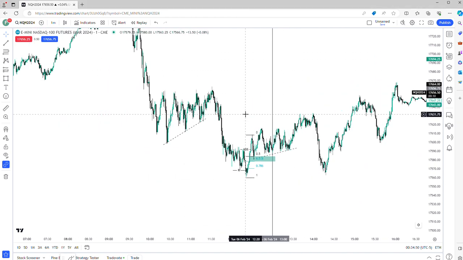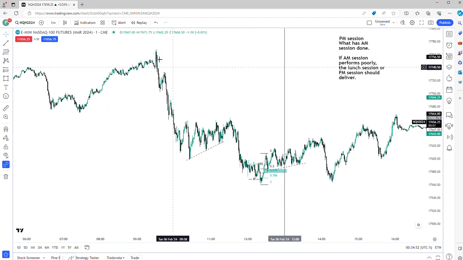So I'm looking at the market. I'm looking at what the AM session's done. All the AM session has done is step down, a little bit of a fake rally up, step down.